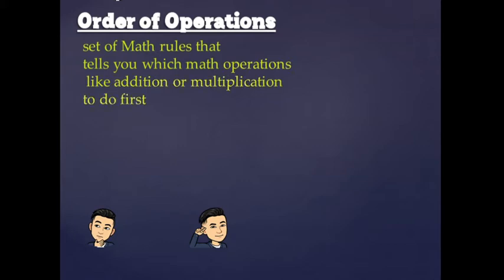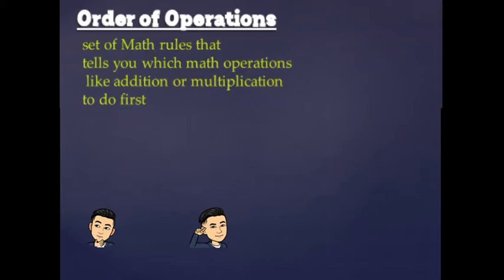Order of operations. Set of math rules that tells you which math operation, like addition or multiplication, to do first. Why do I need rules to tell me which operation to do first? Can I just do them in any order I want? Let's have an example. 3 plus 6 times 4.